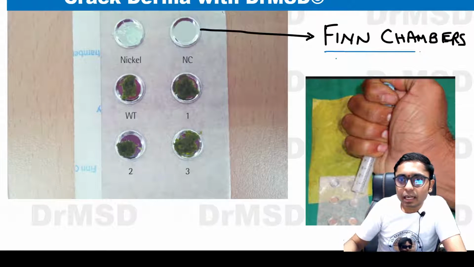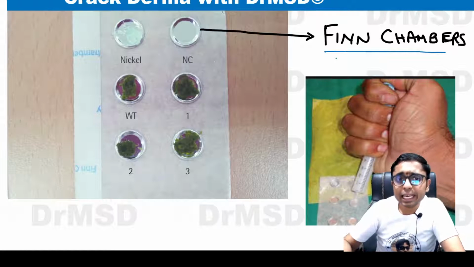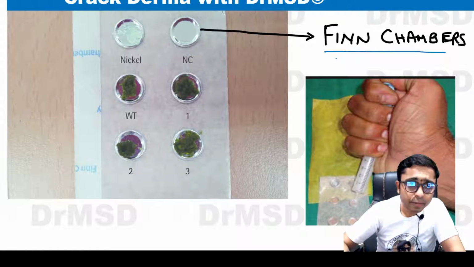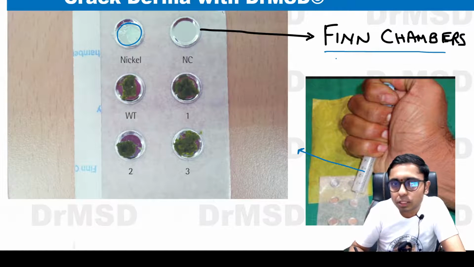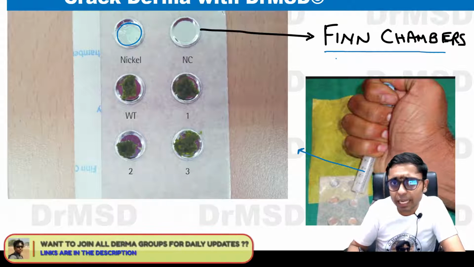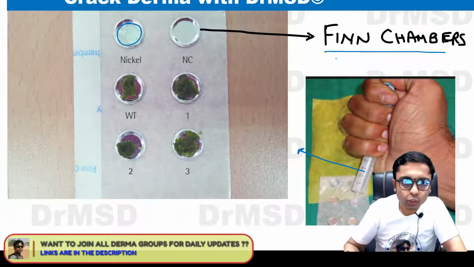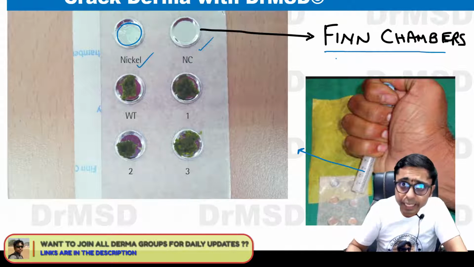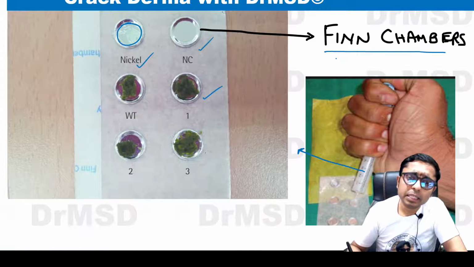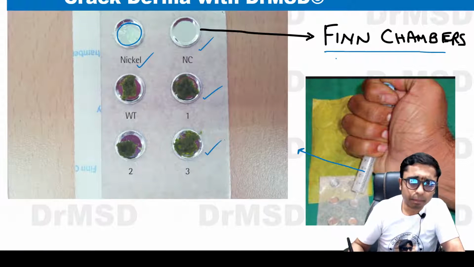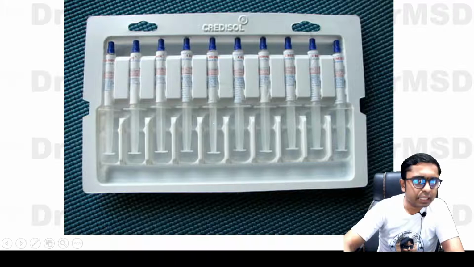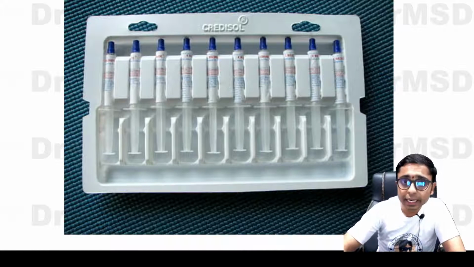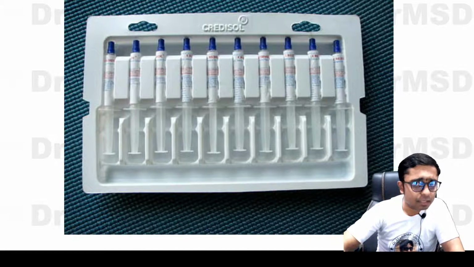So how is this patch test performed? We will take some Finn chambers which are made up of aluminum, and we are going to fill these small aluminum chambers with the allergens, which are available commercially as pre-filled syringes, with whatever possible allergens we think the patient is allergic to. For example, nickel, we can fill this with PPD, we can fill this with potassium dichromate, we can fill this with paratertiary butylphenol, which is the allergen in bindi, and so on and so forth. These are the pre-filled syringes which are available in the market for direct application by us dermatologists.